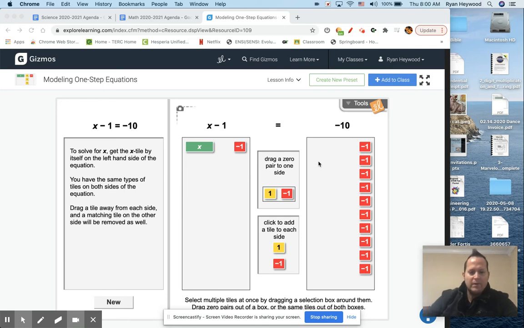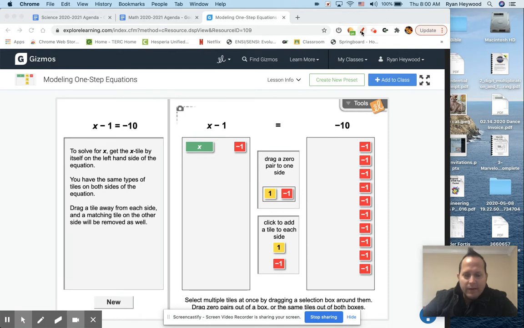Hey class, today we are going to be doing modeling one-step equations. With this, you're going to write this problem down on a separate piece of paper, and then we're going to actually show what is going on here. So write this problem down on a separate piece of paper. x minus 1 equals negative 10.